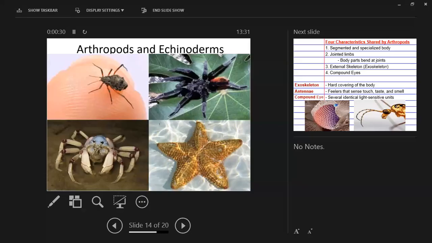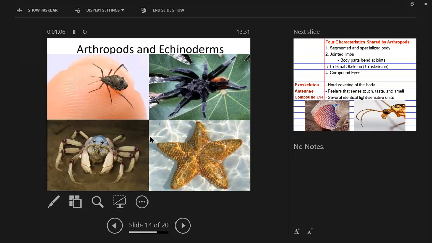Now we will start and you listen: arthropods and echinoderms. Echinoderms we explained in the previous lessons, and in this lesson we will explain arthropods. Arthropods have a segmented body with paired limbs on either side of their body. More than half of the world's animal species are arthropods. Let's have an example.